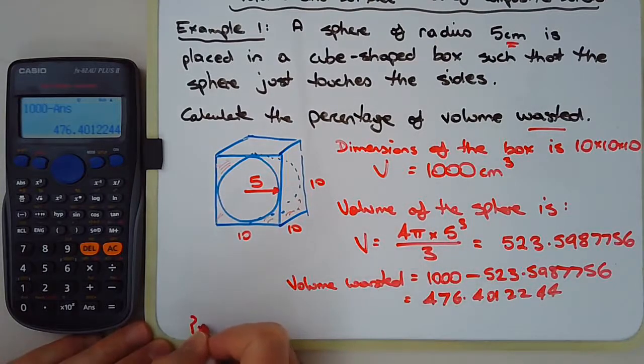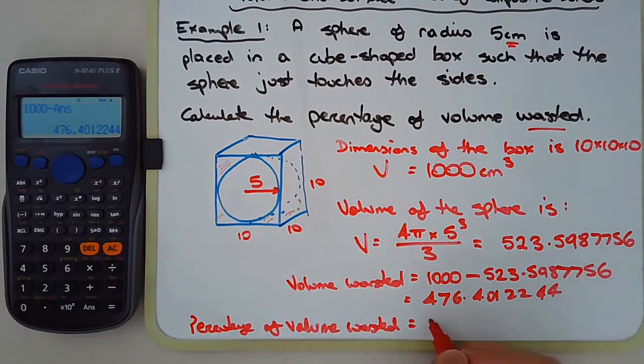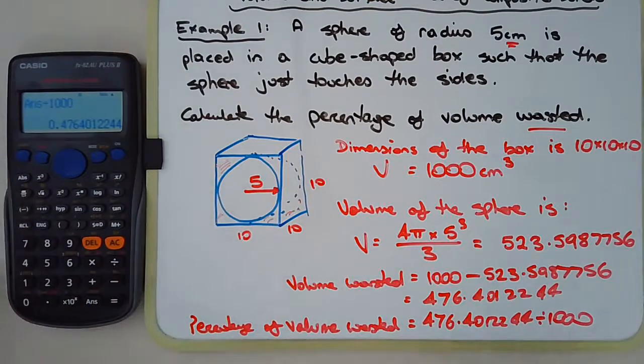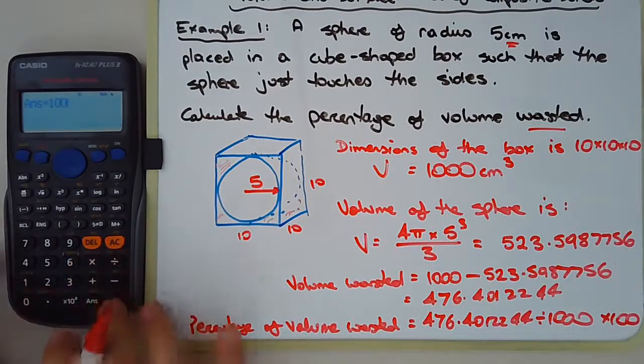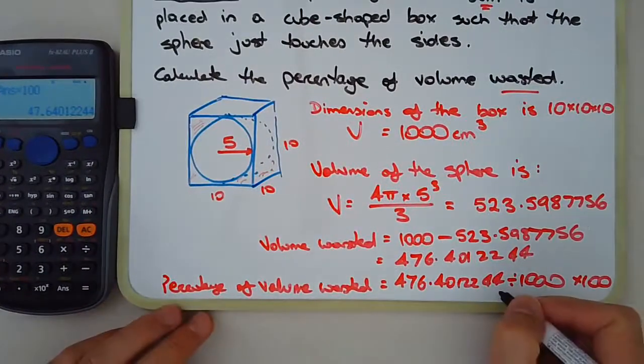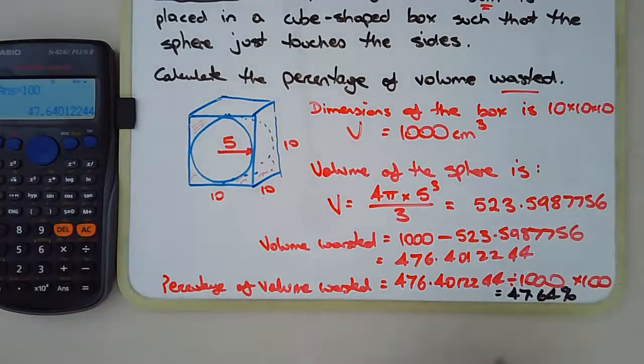So the percentage of volume wasted is 476.4012244 divided by 1,000, and I'll just do that now on the calculator. I'm just about running out of space. Of course we multiply that by 100 to convert it into a percentage, and we get 47.64%. I'll do it in a different color so you can see my answer. Sorry about that, I had to squash in a little bit. 47.64%. That's quite a lot.